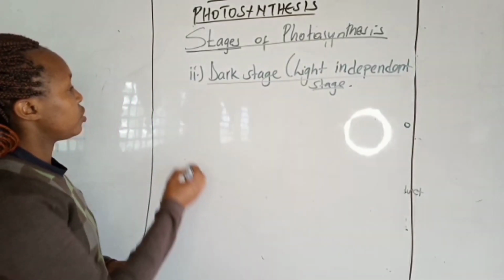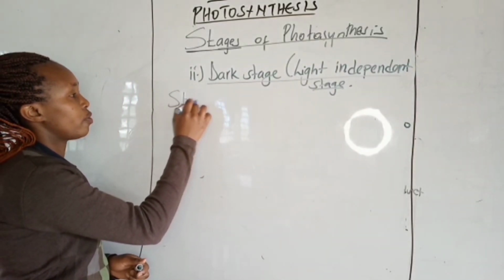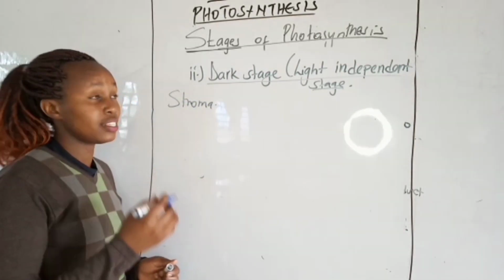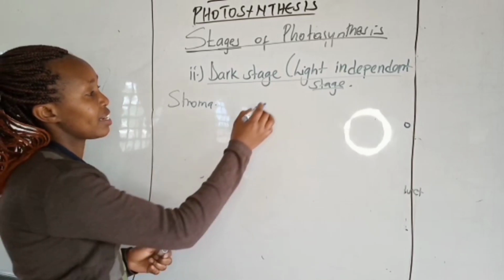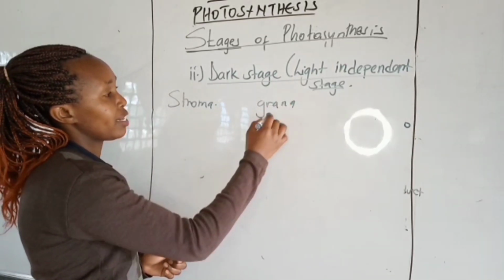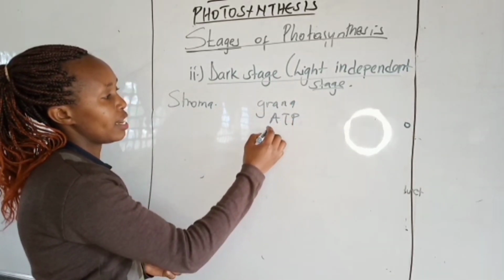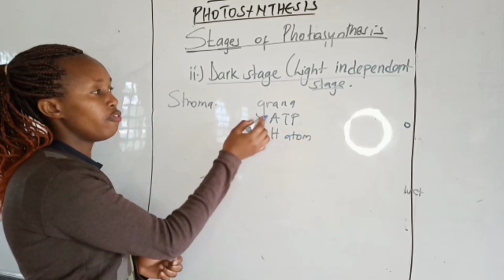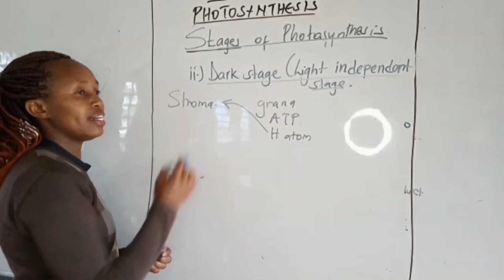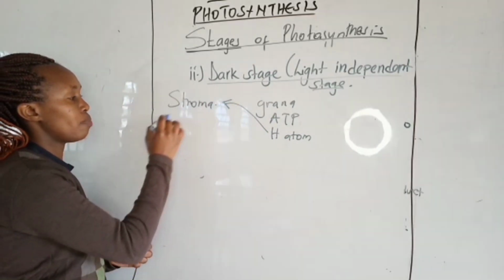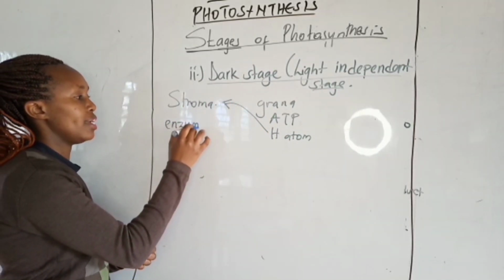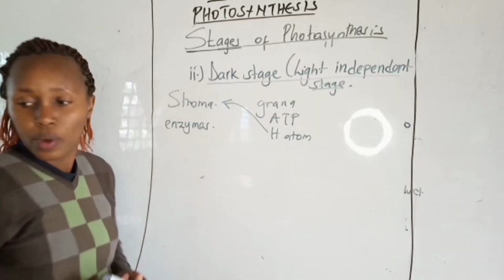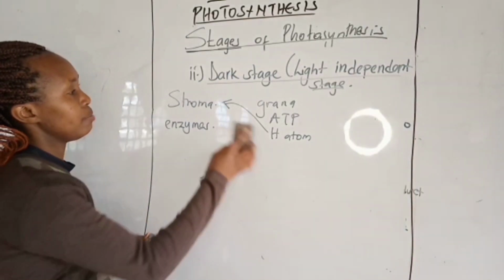Now, dark stage occurs in the stroma of the chloroplasts. The previous stage, which was the light stage, occurs in the grana, and therefore the product that we had, the ATP as well as the hydrogen atom, they move from the grana and enter the stroma, because in the stroma is where we have some enzymes. So the dark stage occurs in the stroma where we have some enzymes.